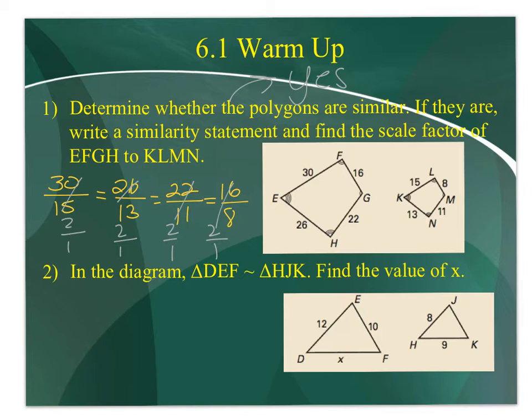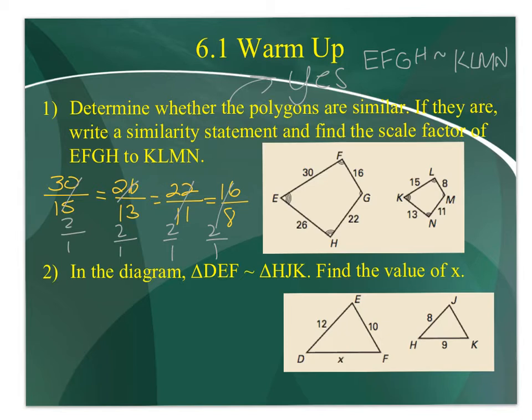And then it says, write a similarity statement. So I would say that EFGH is similar to KLMN. That's all that means. And the order should be the same, right? E has 4 arcs, K has 4 arcs, F has 2, L has 2, G has 1, M has 1, and H has 3, and N has 3.